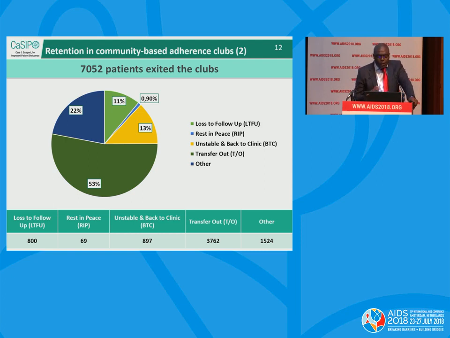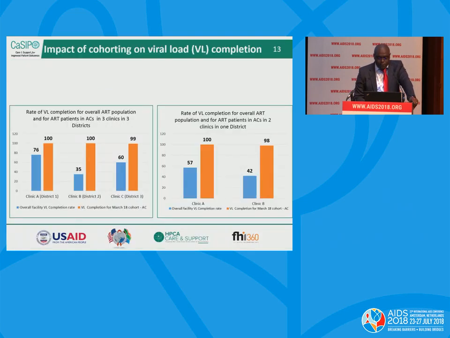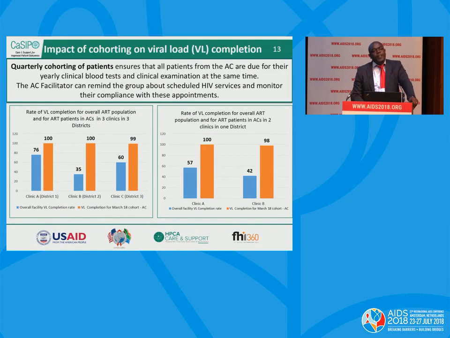But unfortunately, there were those that had been lost to follow-up, only 11% of the 7,000, and then we had just 1% of those who unfortunately had passed on, and may their souls rest in peace. And then, of course, there are those that were unstable and had to be reintegrated, linked back to care in particular. What we also learned upon the clubs' facilitation is that this also increases the rate of viral load completion. We are seeing, for example, in some of the facilities that had a very low viral load completion rate, that upon their cohort and attendance of the clubs, it has been increasing, as you can see on the slide.